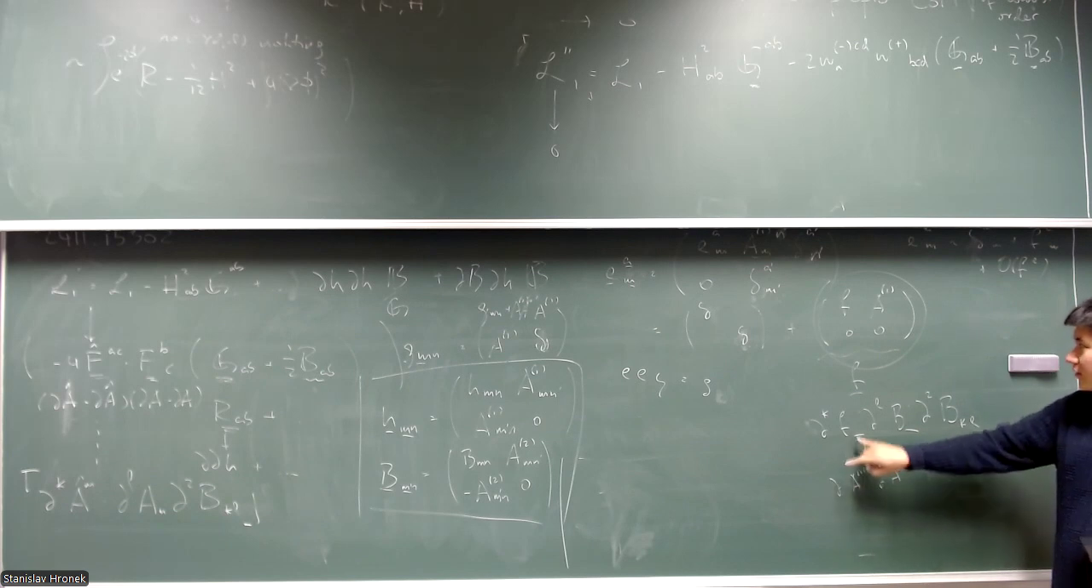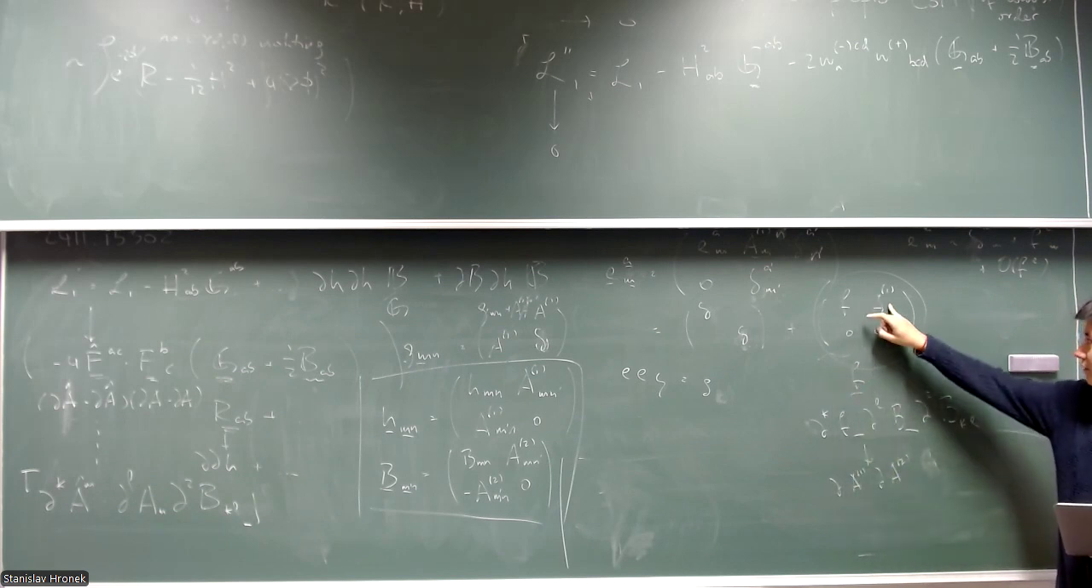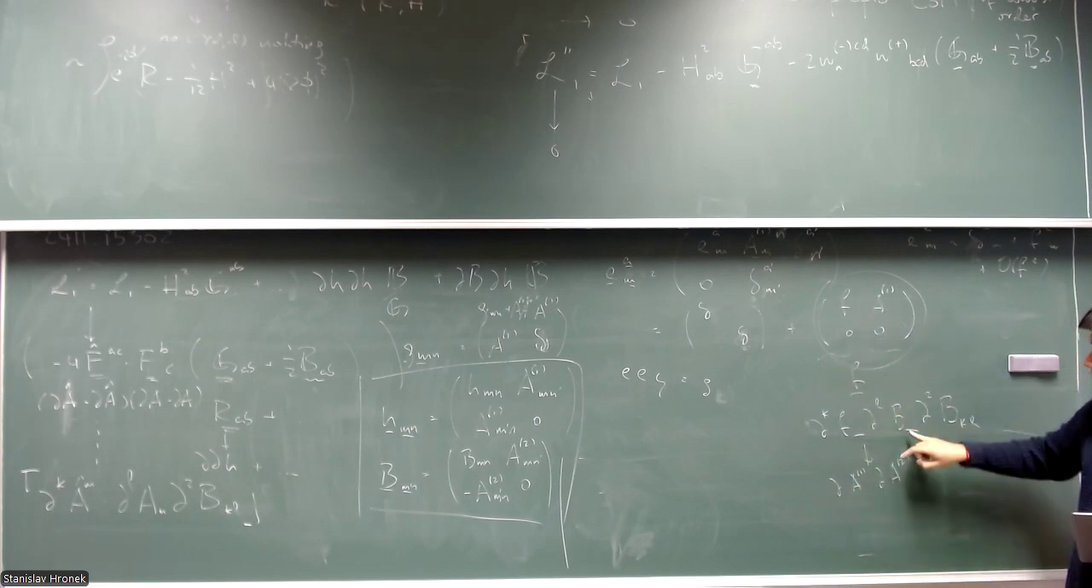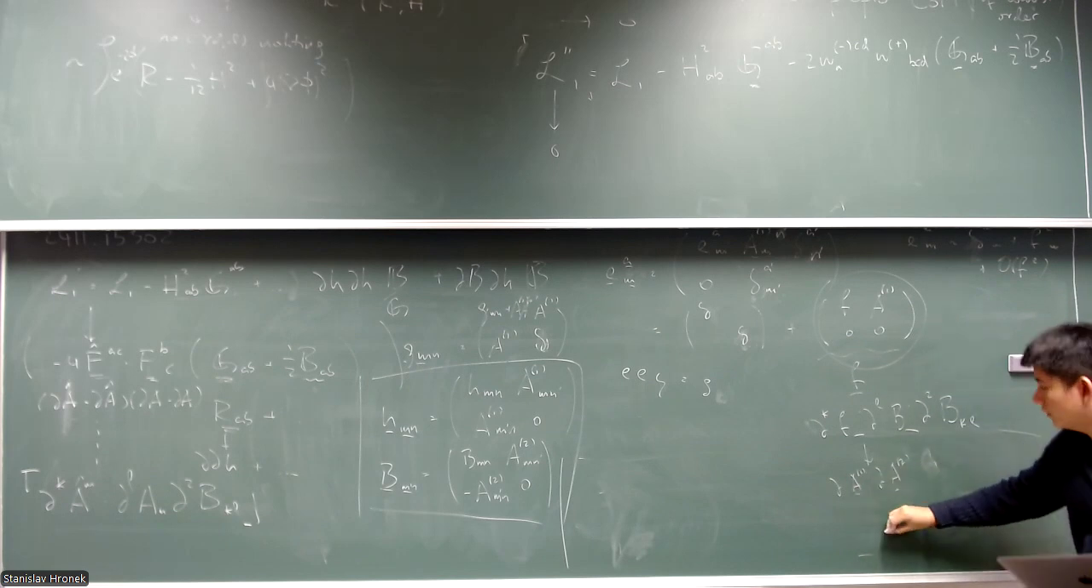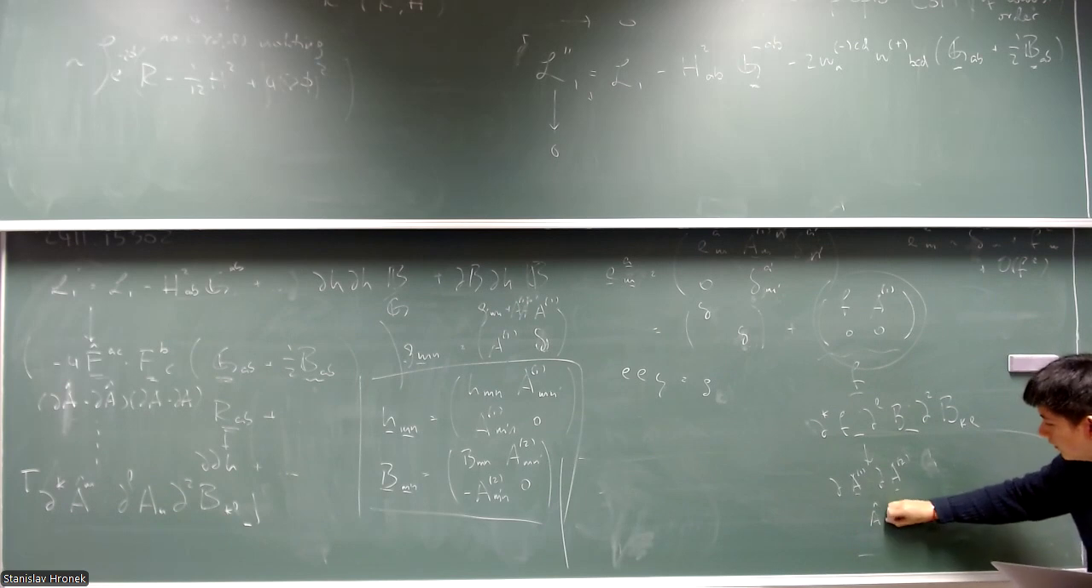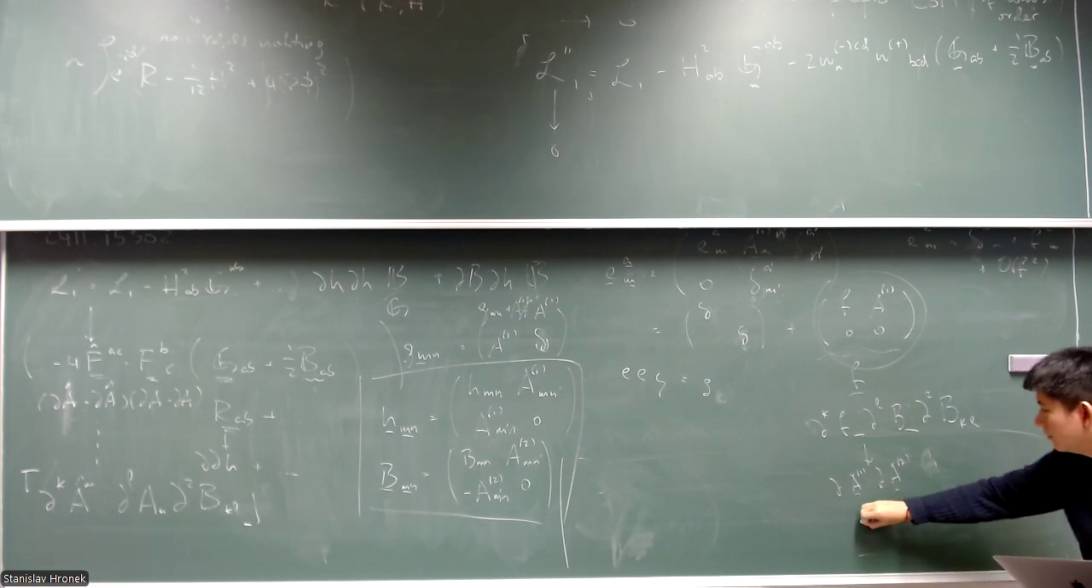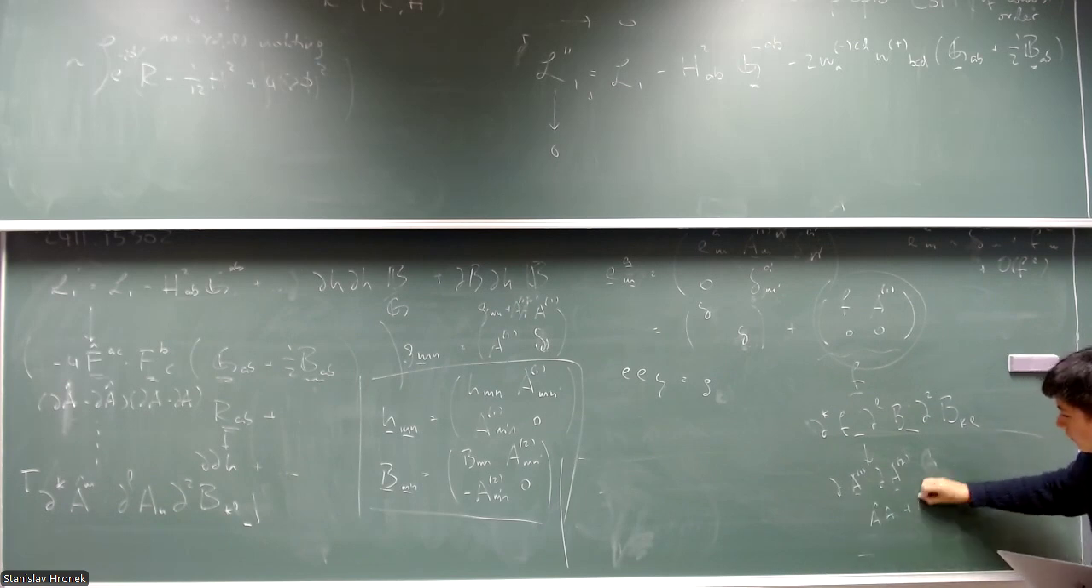So the point is now this one gives us something that's A1. This gives us something that's A2. And A1 times A2 is something like A hat plus or minus.